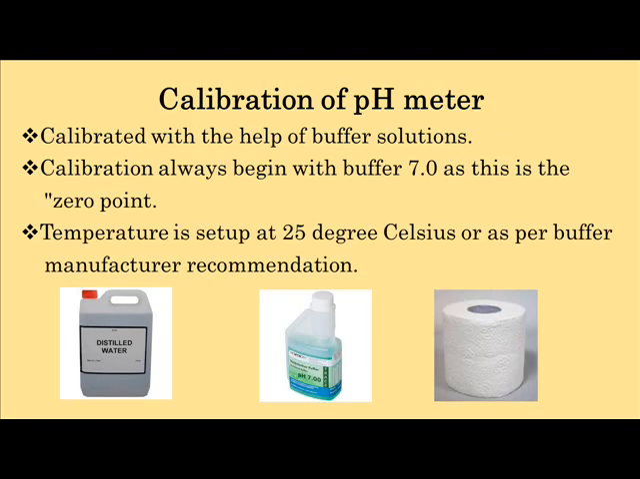Calibration of the pH meter. In this slide we learn how to calibrate the pH meter using standard buffer solutions. So, let's talk about the basic requirements. Distilled water is required for electrode cleaning, tissue paper for wiping water, and standard buffers for calibration. Remember, calibration always begins with pH buffer 7.0 solution, as this is the zero point. Temperature plays an important role in calibration. Always set the temperature at 25 degrees Celsius or as per the buffer manufacturer's recommendation.